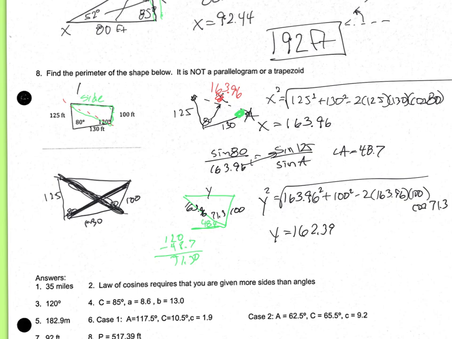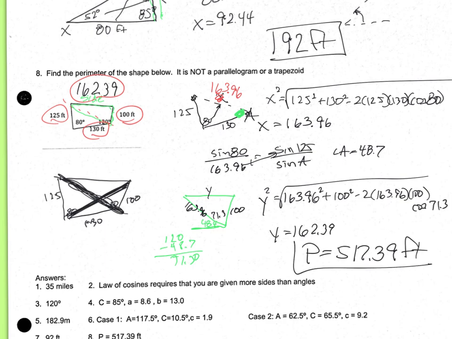And so now we have all the sides we need. So add up 125, 130, 100, 162.39, and the perimeter is 517.39 feet. There you have it.